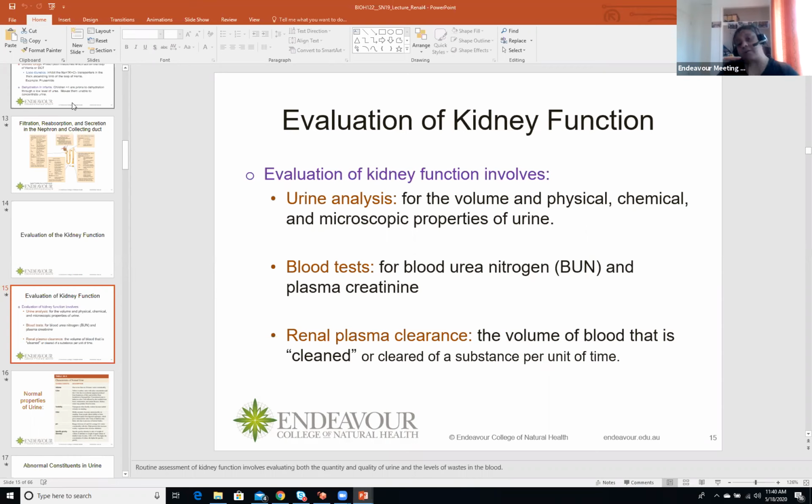Okay. Apart from that, in order to evaluate how well the kidneys are performing, we can also do a blood test. We can do the serum analysis or the plasma levels of certain substances that are thought to be eliminated from the body by the kidneys. Almost the majority of it is eliminated. So particularly creatinine, it's very, very important.